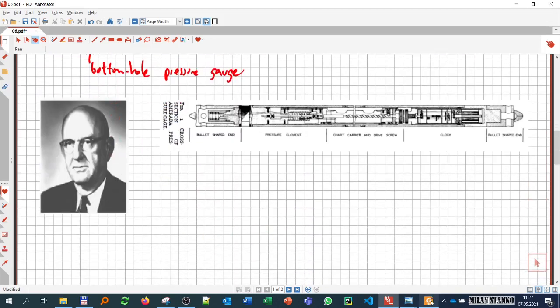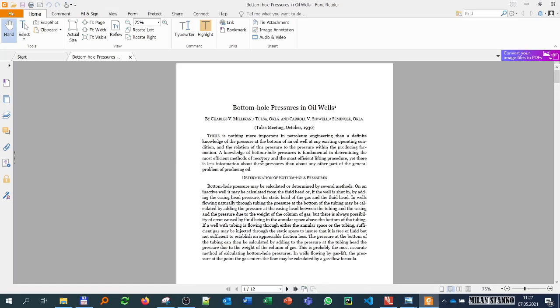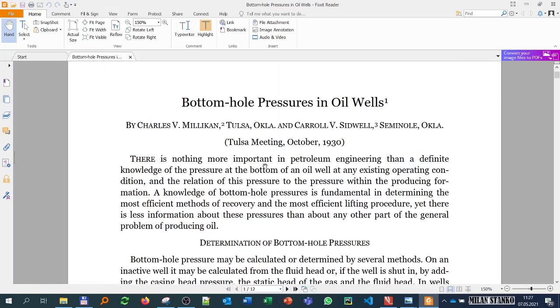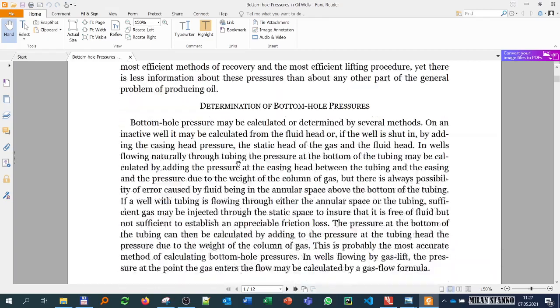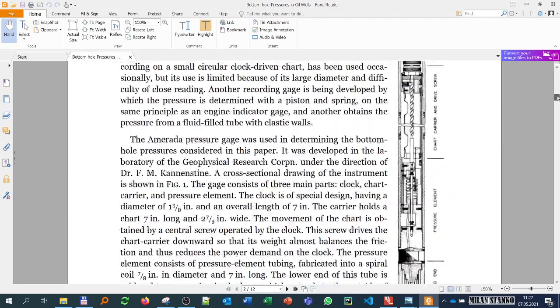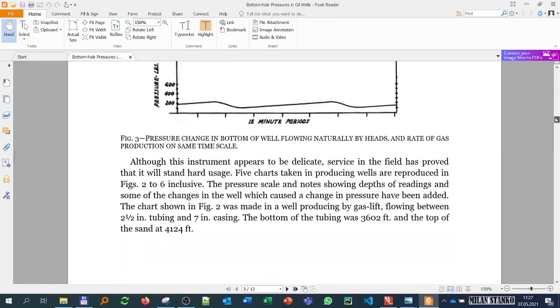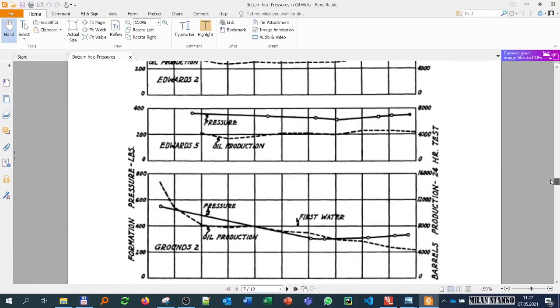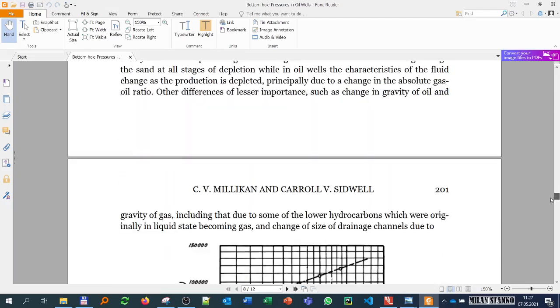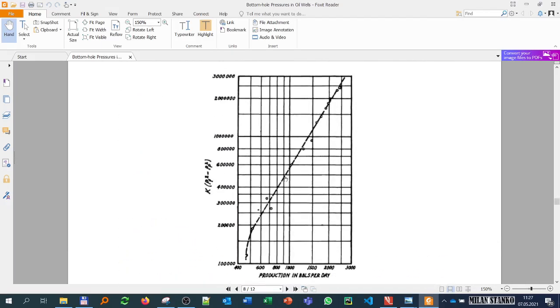Okay, so also for curiosity, you have this paper published in 1930 by Millikan, showing some of his applications of this gauge in oil wells. So, bottom hole pressures in oil wells. First it talks about the importance of these measurements, and then has some explanation of the technology, the recordings that can be shown, and some applications made. I think he has even some measurements during drilling, but here he has some measurements during production.